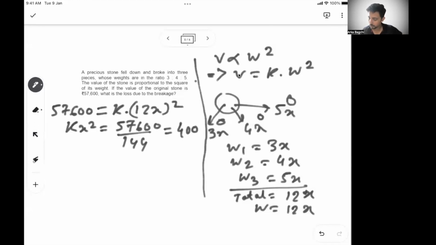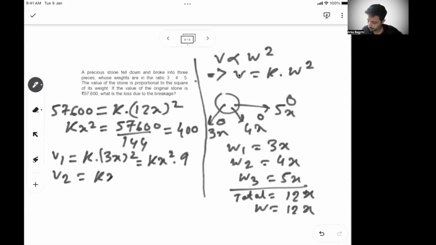Now, the individual stones' values we need to find out. So the value of the first piece, let's say V1, is K into (3x) whole square, because that's the weight of the first piece. So that is basically Kx square into 9. Similarly, V2 is Kx square into 16, because this is 4x, so K into (4x) whole square. And the value of the third stone is Kx square into 25.